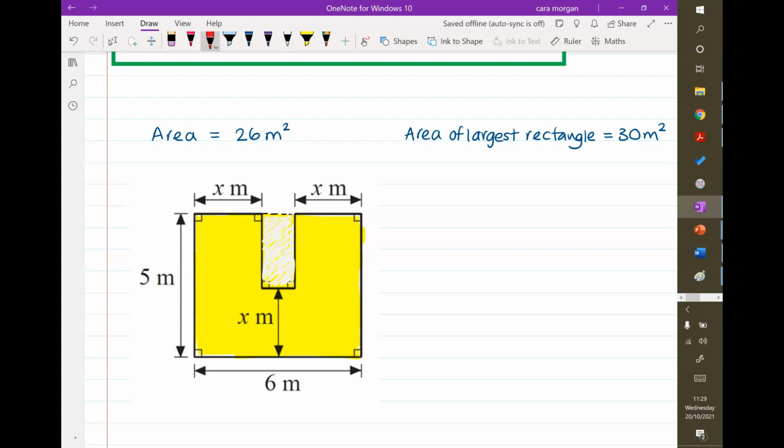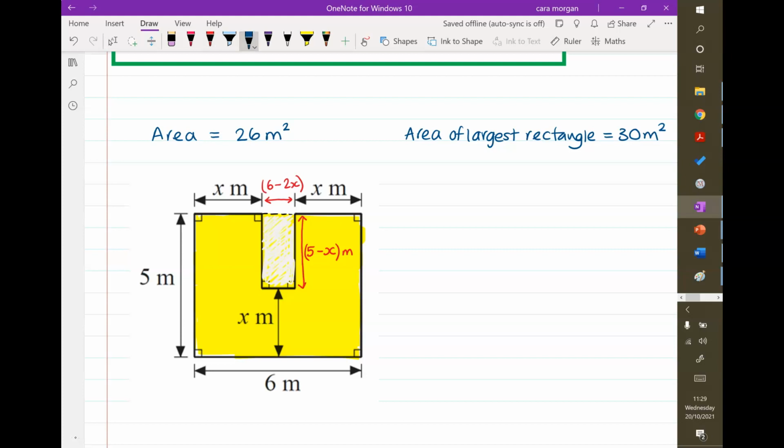Okay, but what I really need is an expression for the height of that little rectangle. Well, I know that the vertical height is 5. I know that this shorter vertical height is x. I think that is 5 subtract x metres tall there. And if I want an expression for the width of that rectangle, well, I know that all the way across is 6 metres, and I've got to take away 2 lots of x. So 6 take away 2 lots of x metres is the length there.